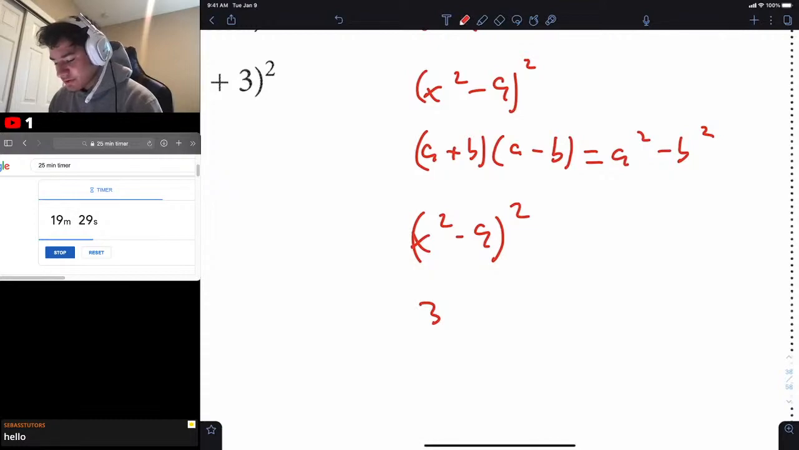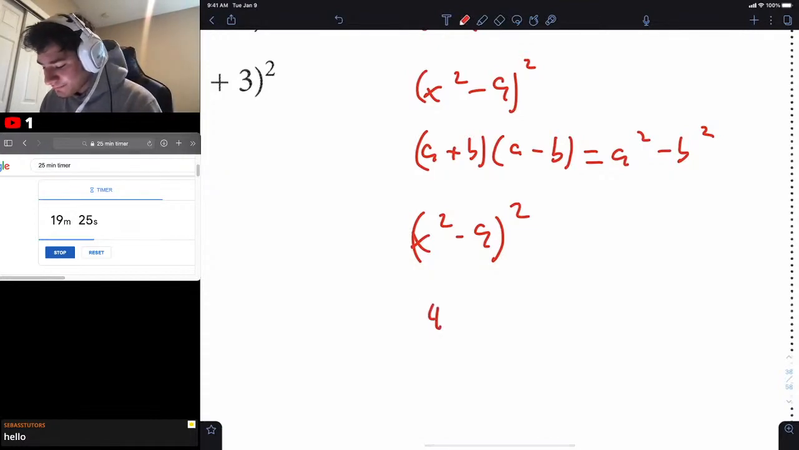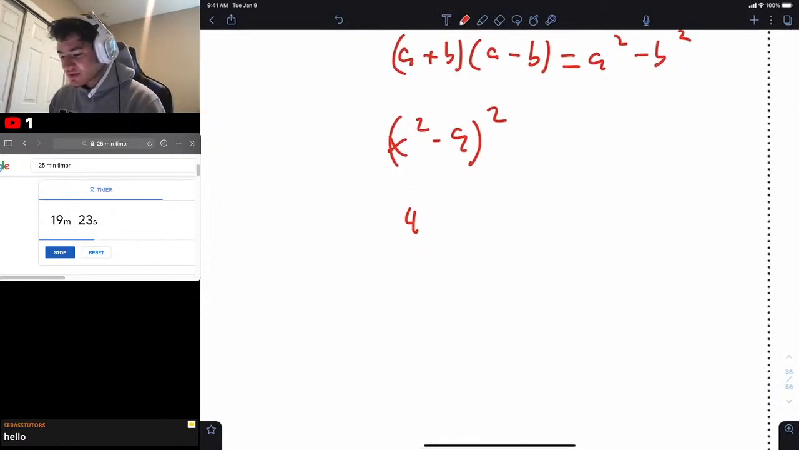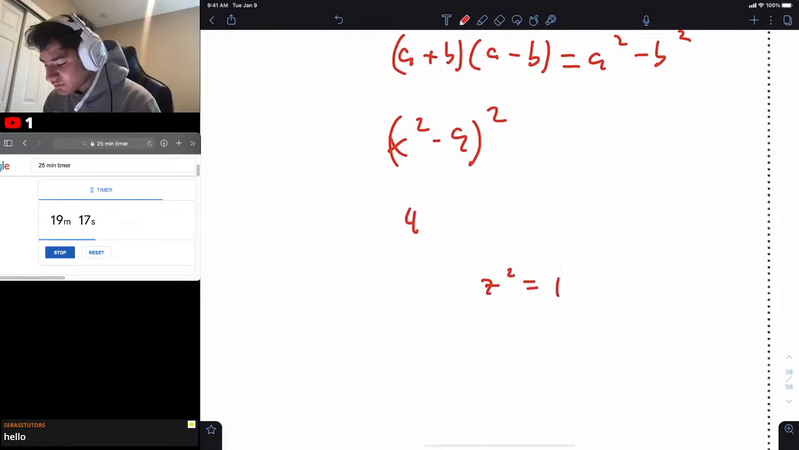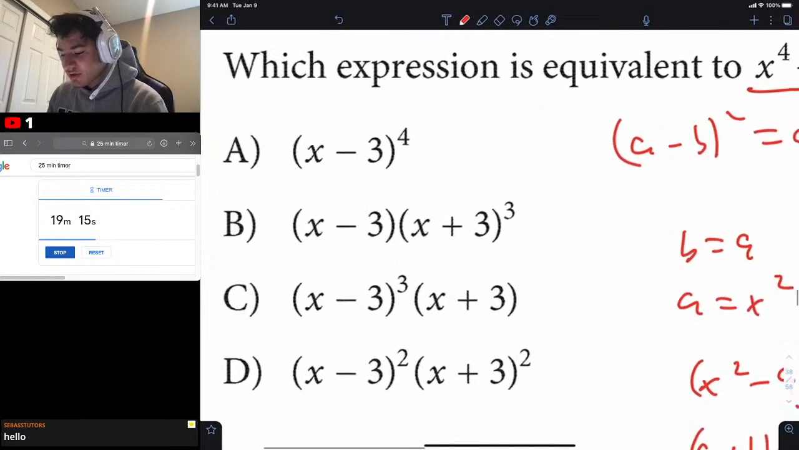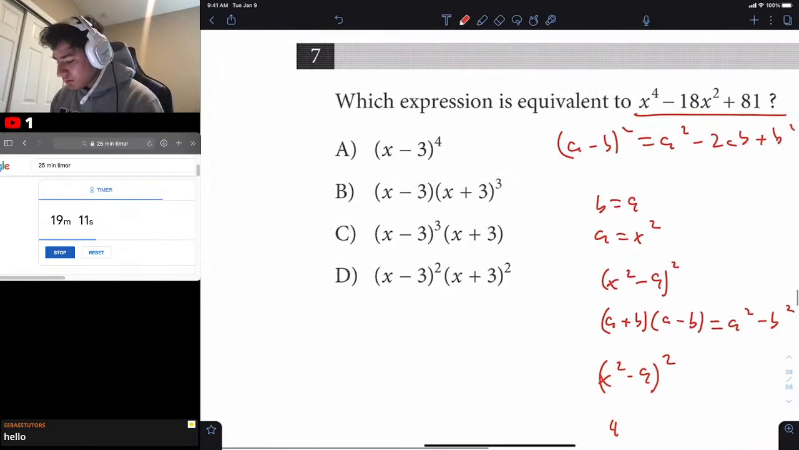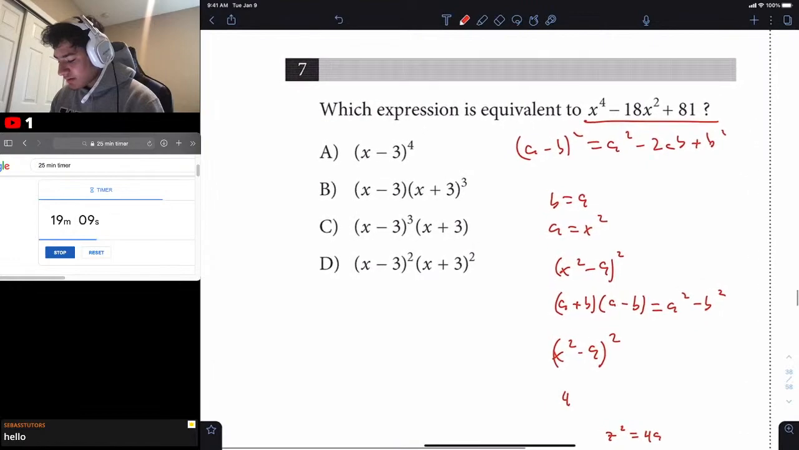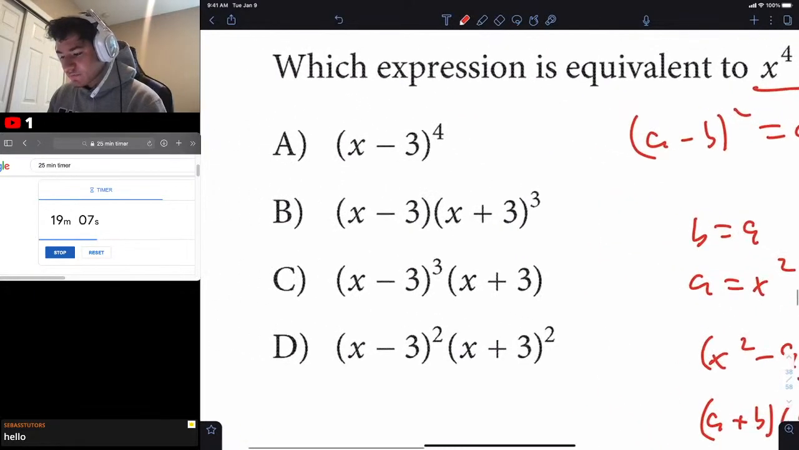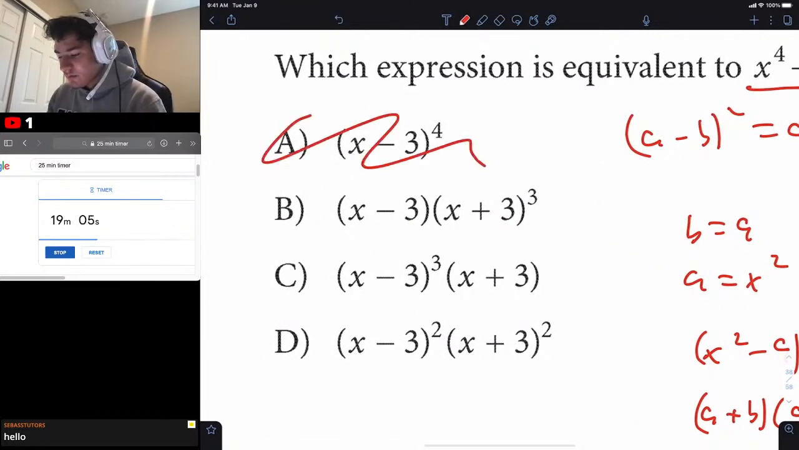So I get 3 squared is 9 minus 9. Oh, I don't want to plug in 3. Never mind. I'll plug in 4. That makes more sense. So 4 squared is 16 minus 9. 16 minus 9 is 7, squared equals 49. Okay, so when I plug in 4, I better get 49. Okay, so 4 minus 3 to the 4th, no.